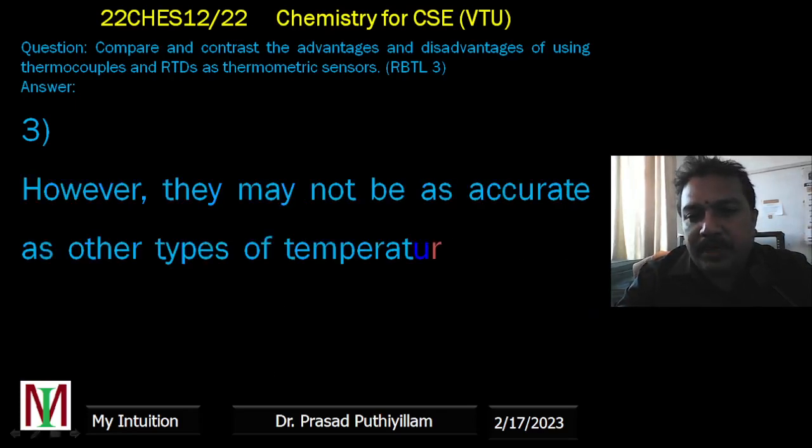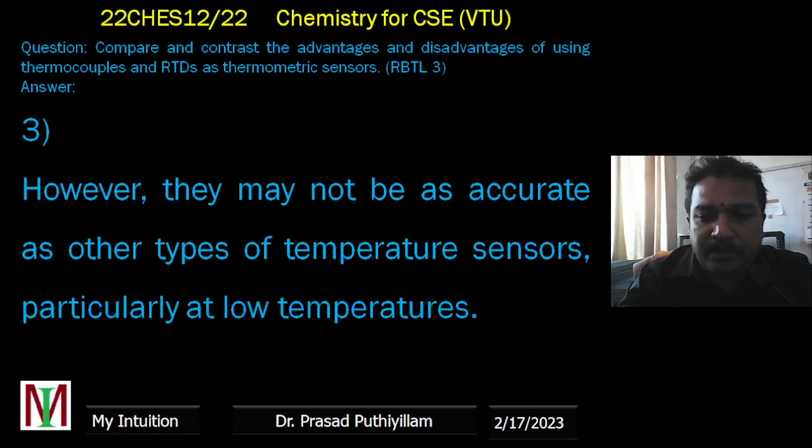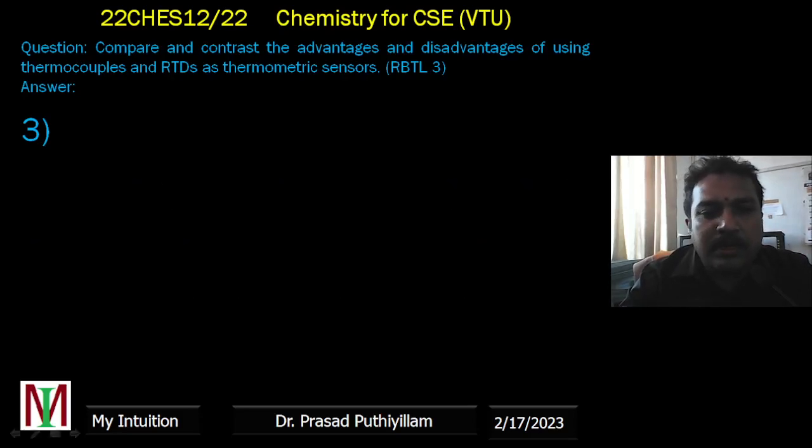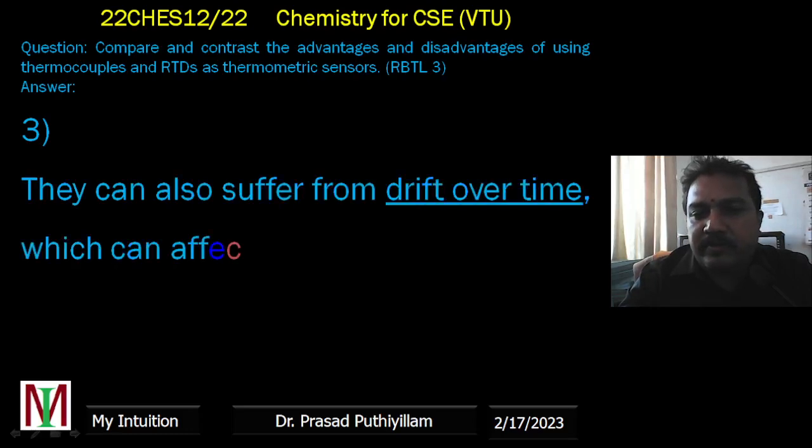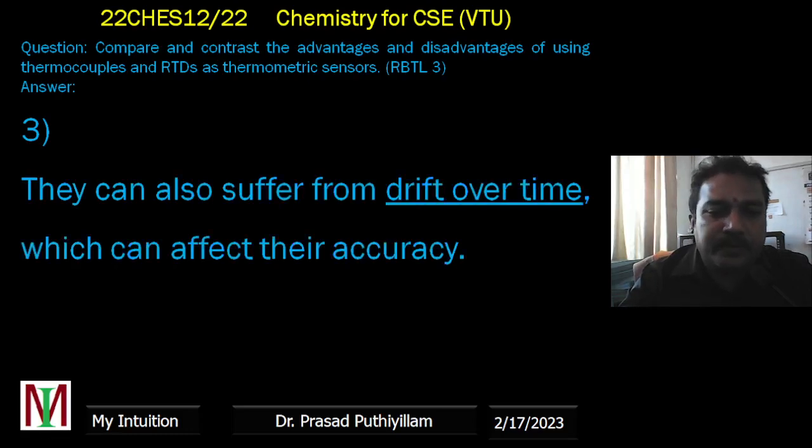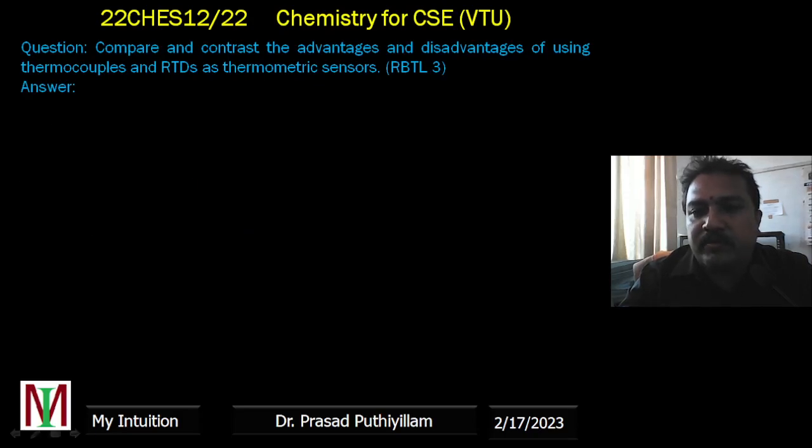However, they may not be as accurate as other types of temperature sensors, particularly at low temperature. Low temperature thermocouples are not that efficient. At high temperatures, the temperature differences, not minute changes, but bulk, big changes in temperature variation can be measured by a thermocouple. They can also suffer from a drift over time, which I said in the previous slide, and which can affect their accuracy.